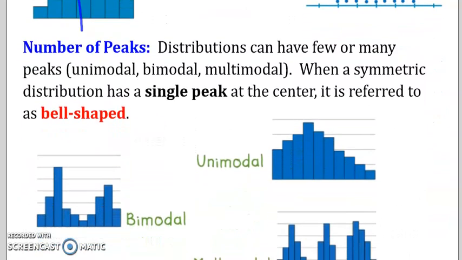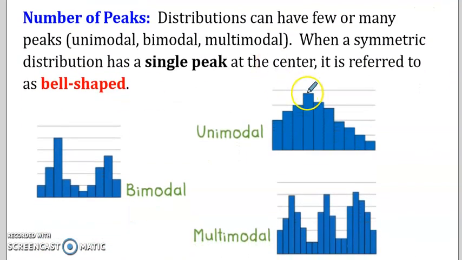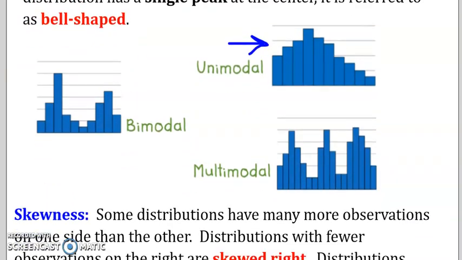Next, we get into number of peaks. Well, peaks are the highest point, so right there, that would be a peak. And a peak represents a mode because that's the most common result. So when we're talking about peaks here, there's either going to be one, two, or many. And since it's a mode, if there's only one, it would be unimodal. If there's two, it'd be bimodal. And if there's more than two, we'd call it multimodal. Typically in this class, we are going to prefer to see unimodal distributions. Those are the most easily interpreted.